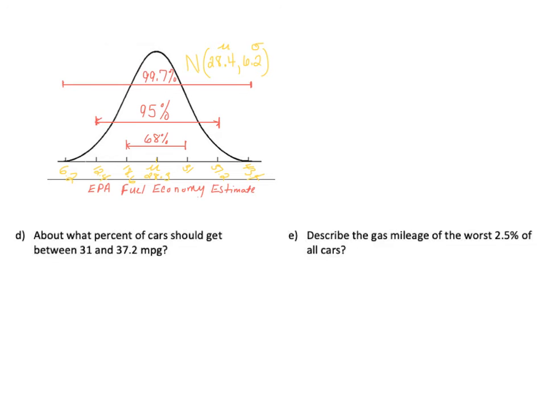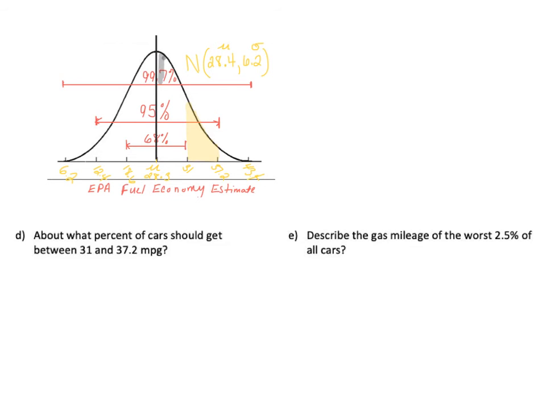In letter D, we're asked about what percent of cars should get between 31 and 37.2 miles per gallon. So what we are going to do here is we're finding the area in 1 standard deviation. So ultimately, we want to know this region. And there's probably a couple ways you can do this again. What I just did is I drew a vertical line because the normal model is symmetric, and I know 50% is to the left and 50% is to the right. So I just need that yellow shaded region.